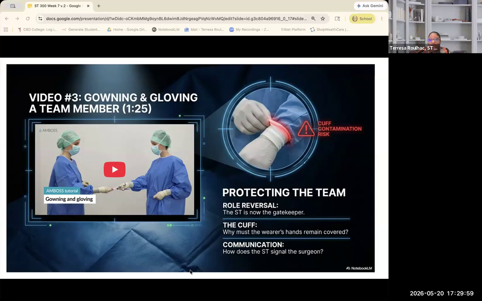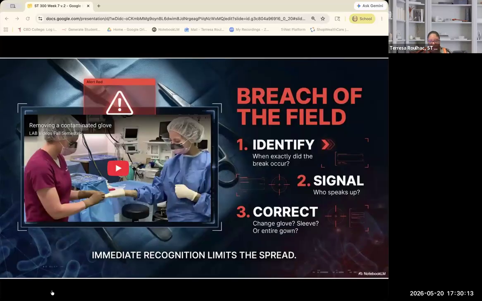Because at the end of the day, we're trying to protect our patients. Okay? Protecting the team protects the patient. We are that last checkpoint before that incision starts. It's us. Okay?